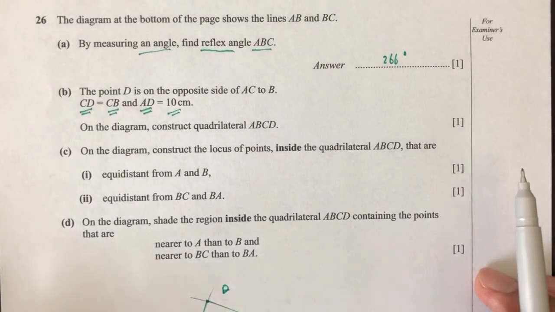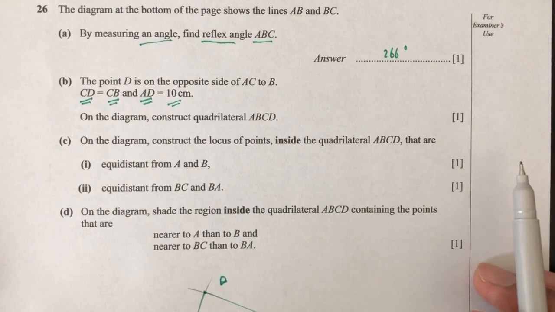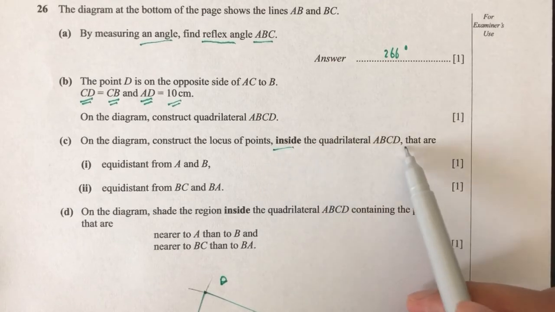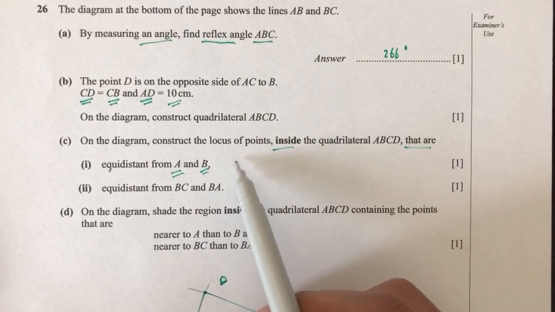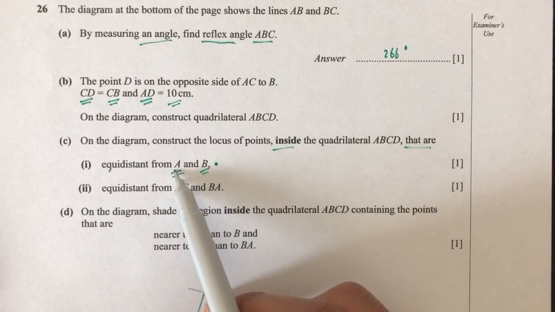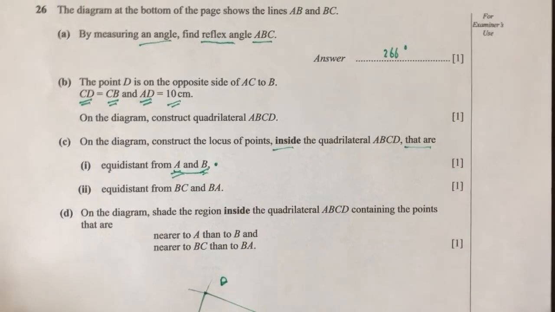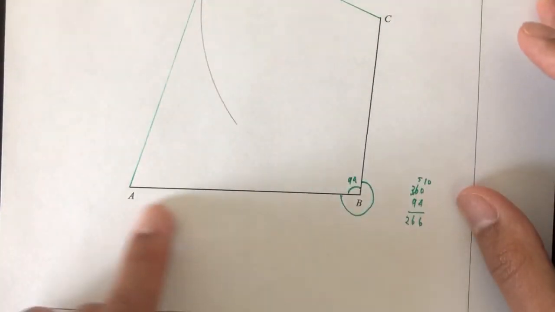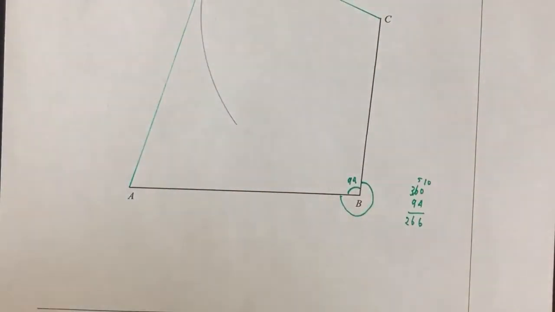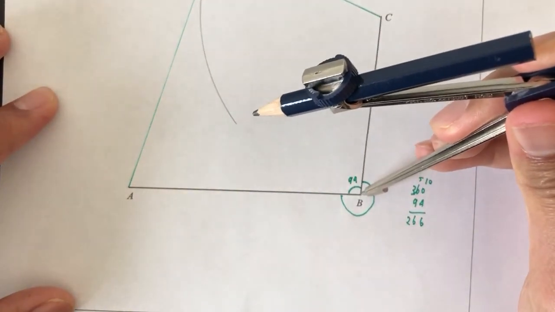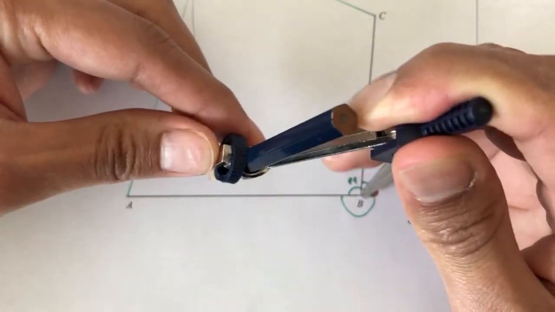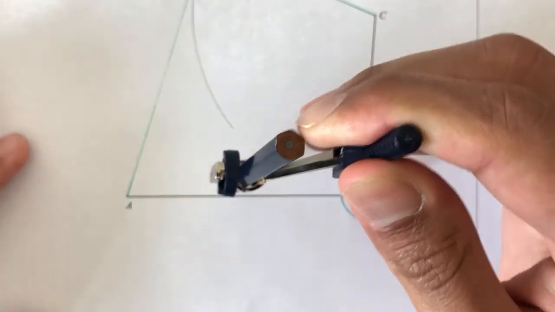Now question part C. On the diagram, construct the locus of points inside that are equidistant from A and B. So we have to find the perpendicular bisector of line AB. Let's do that. This is the line AB. So we have to use our compass to draw the bisector of AB. So go to point B, measure a distance which is more than halfway of AB. So it will be about here.